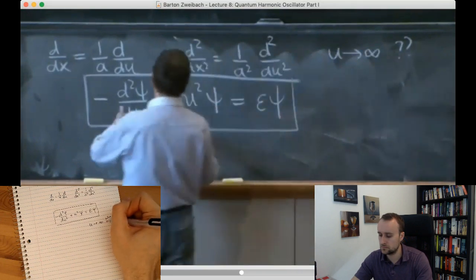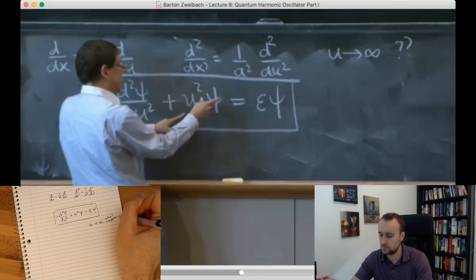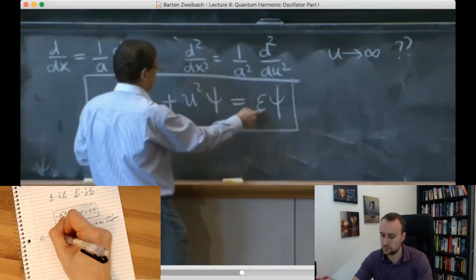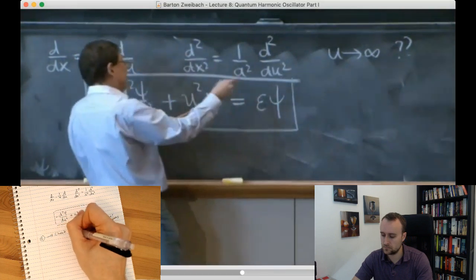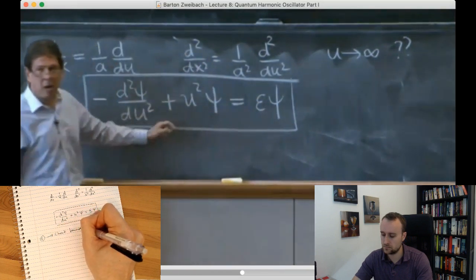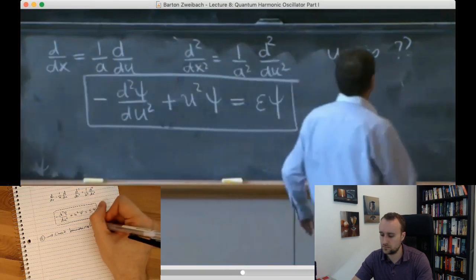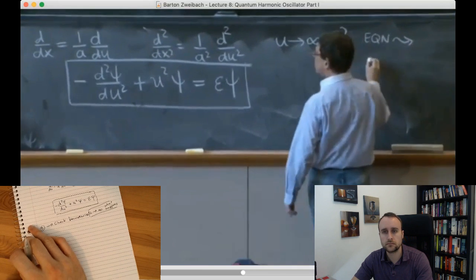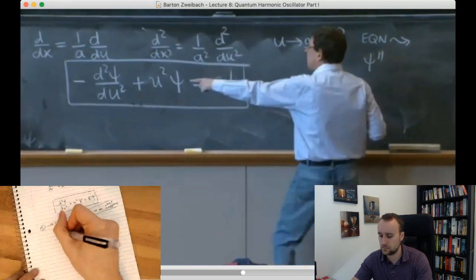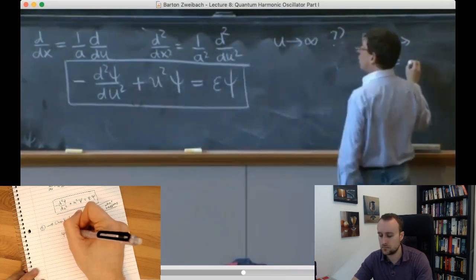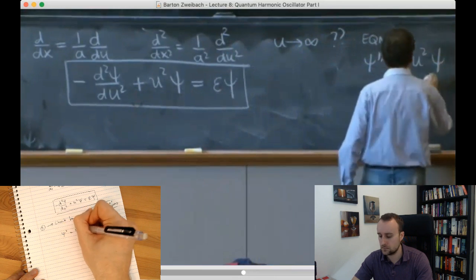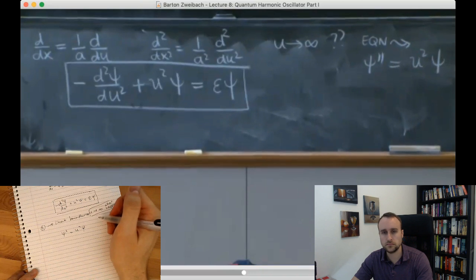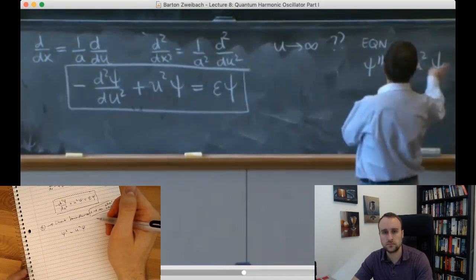So here it is. When u goes to infinity, this term, whatever psi is, is much bigger than that, because we're presumably working with some fixed energy that we still don't know what it is, but it's a fixed number, and for u sufficiently large, this is going to dominate. So the equation that we're trying to solve as u goes to infinity becomes psi double prime, prime is for two derivatives, is equal to u squared psi.